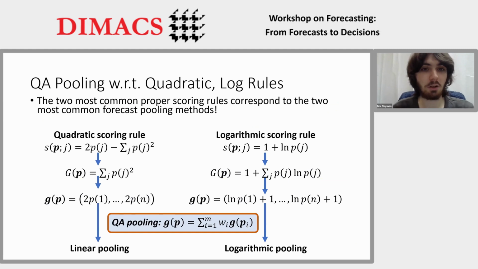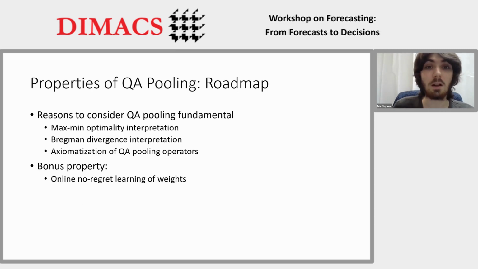And as I mentioned earlier, the two most common proper scoring rules correspond to the two most common forecast pooling methods. The quadratic rule corresponds to linear pooling. The logarithmic rule corresponds to logarithmic pooling. So this should sort of pique your interest. And so now what I want to argue is, in fact, QA pooling is a pretty fundamental notion.